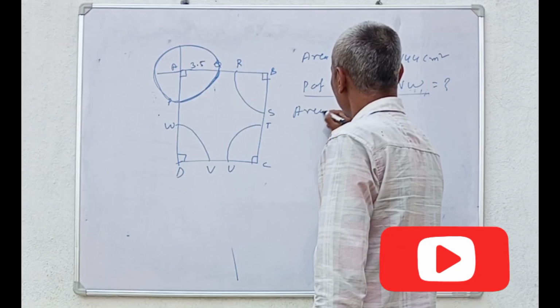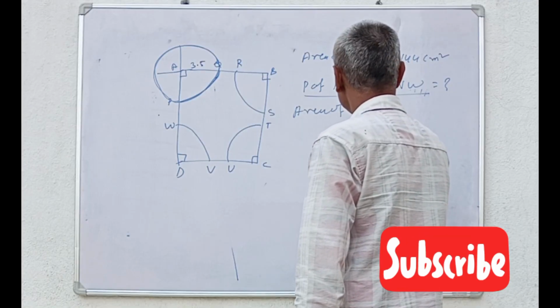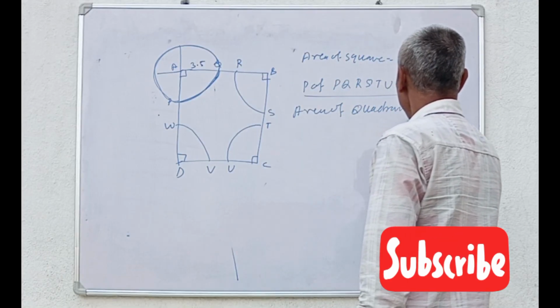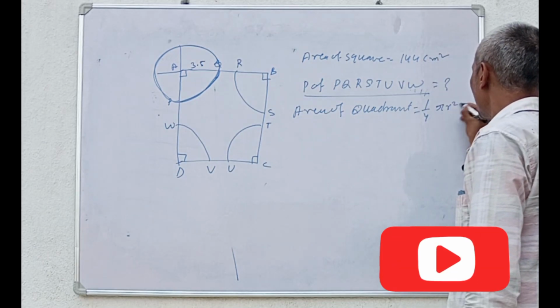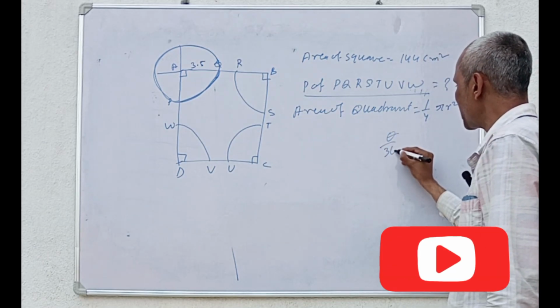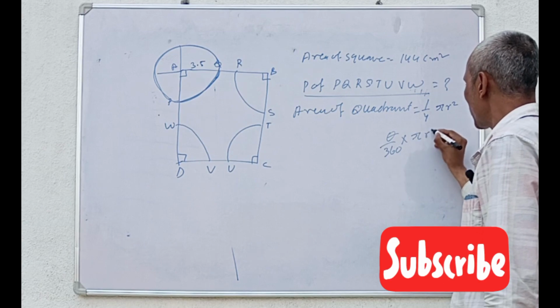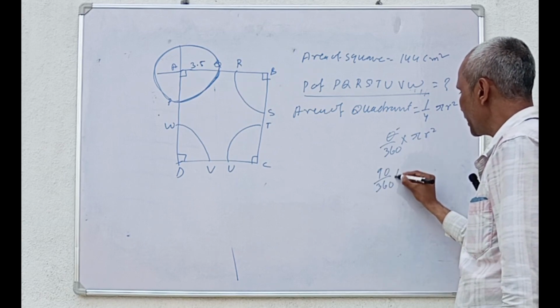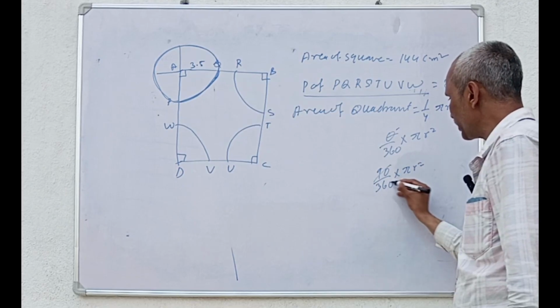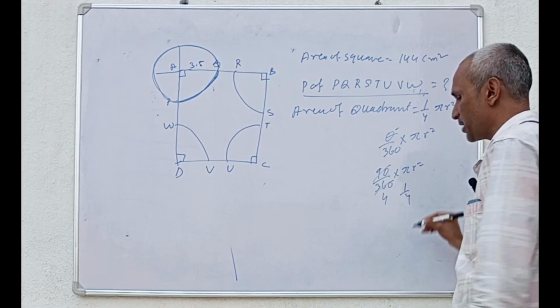Area of quadrant. Area of quadrant is equal to 1 by 4 pi r square. Otherwise, theta by 360 into pi r square. Theta here is 90 degrees. 90 divided by 360 into pi r square. 90 1s are 90, 90 4s are 360. So that I have written 1 by 4.